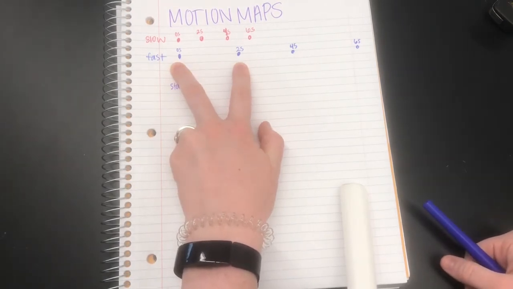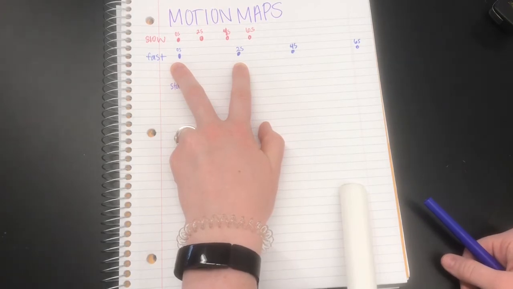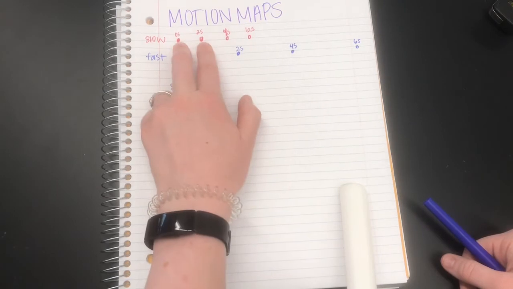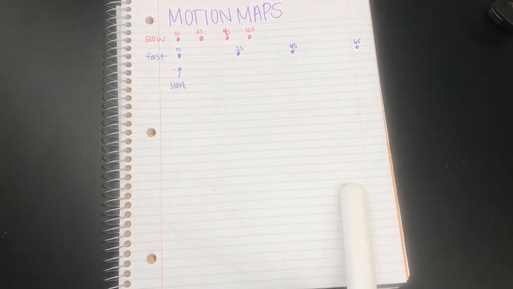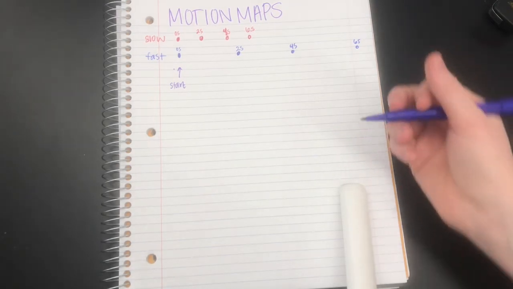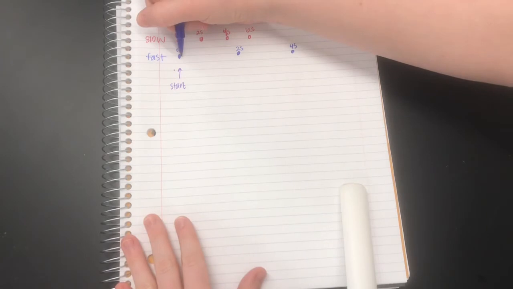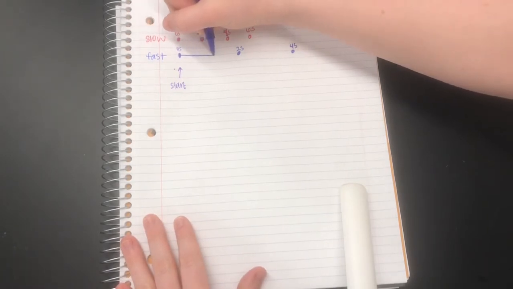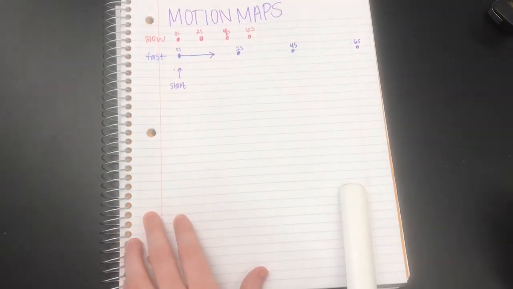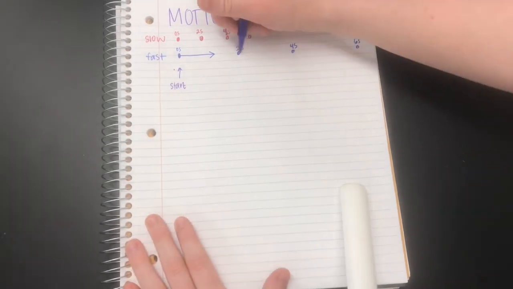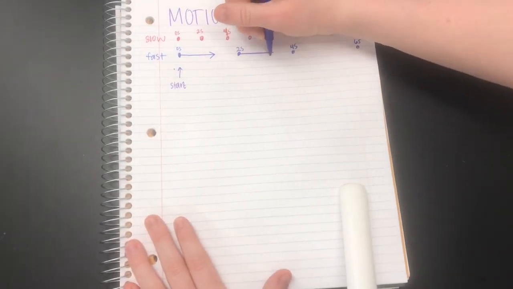The blue beanbags are spaced farther apart, which meant that I was moving a farther distance in the same amount of time, in 2 seconds, compared to this red beanbag. And so what we're going to add to our motion map to really emphasize that difference in velocity is these arrows that represent velocity arrows.